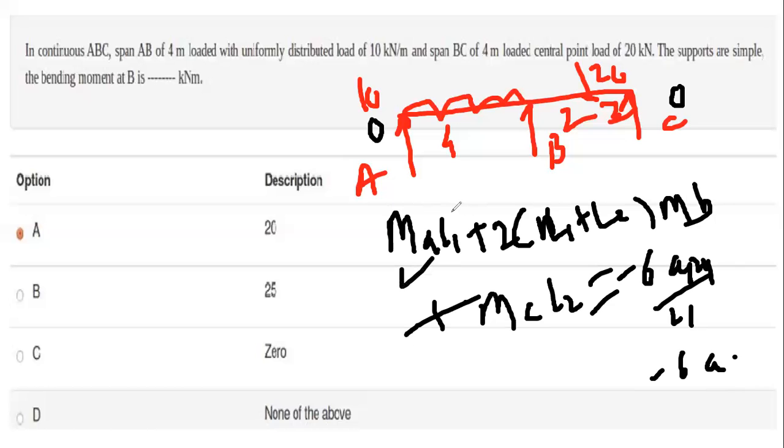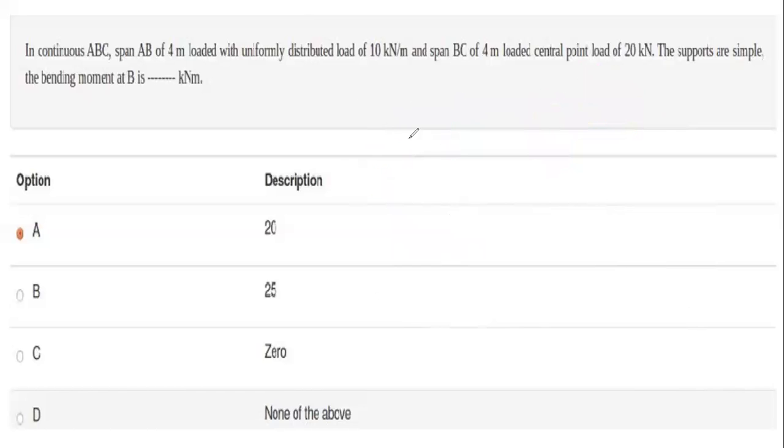But here, the moments at A and C will be 0. So here what we get is 2 times (L1 plus L2) into MB. L1 is 4, L2 is 4, so L1 plus L2 will be 8. 8 into 2, that will be 16 MB. 16 MB, that is equal to.